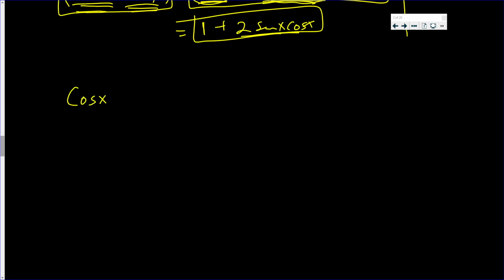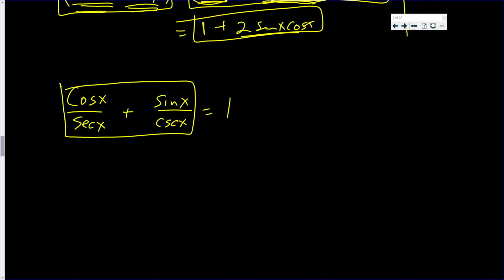Cosine x over secant x plus sine x over cosecant x. I want to show that that's 1. 1 couldn't be any simpler. I'm going to play games with the left-hand side.